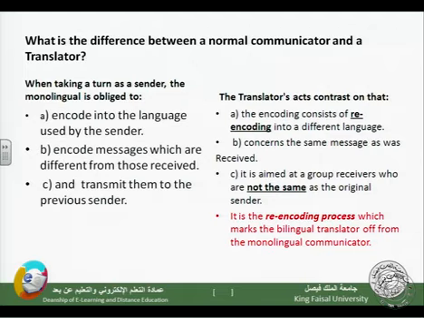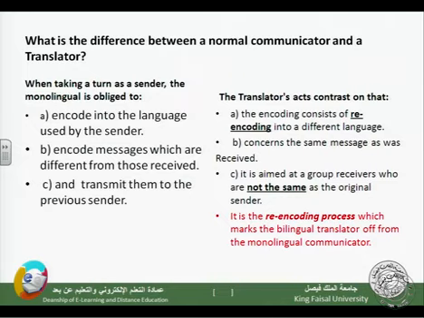In other words, you send me a message, I am a translator, but I don't have to send the message back to you. I have to send the same message to another person who speaks a different language. Let's say you send me a message in Arabic, I have to transmit it in English to another person who speaks English. This is very important.